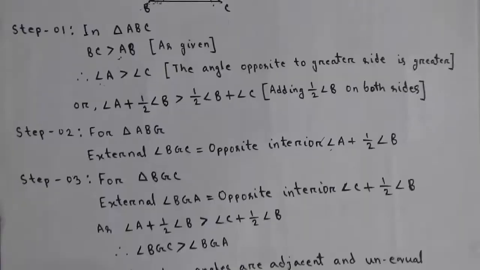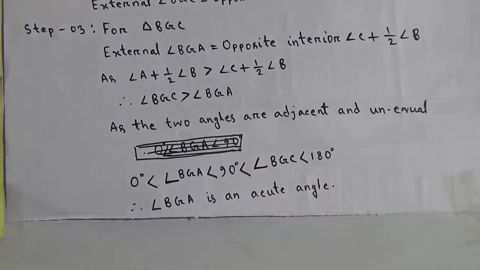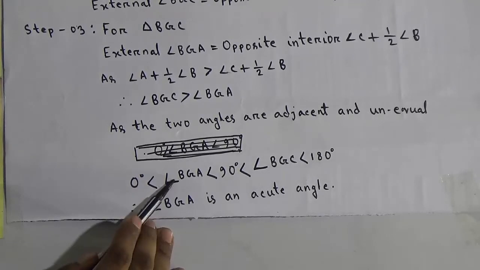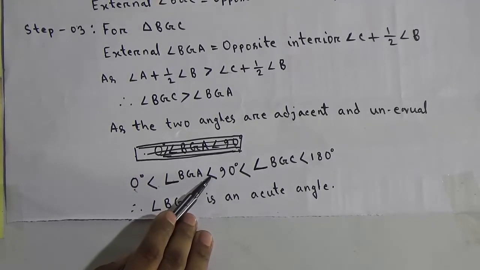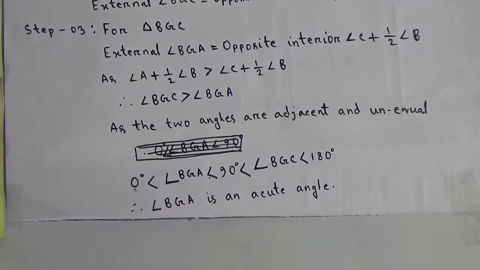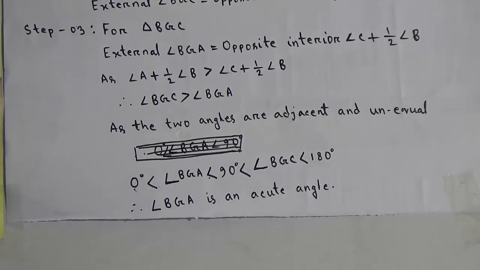Here we have written, as the two angles are adjacent and unequal, angle BZA will be greater than 0 degrees, but less than 90 degrees. Again, BGC will be greater than 90 degrees, but less than 180 degrees. So finally we can conclude that angle BZA is an acute angle.